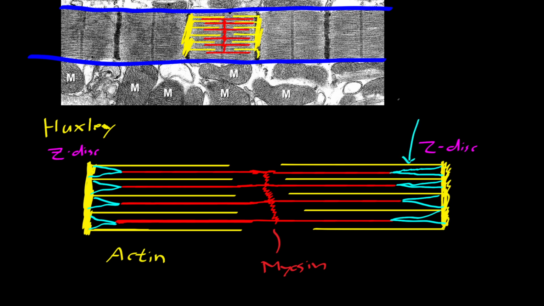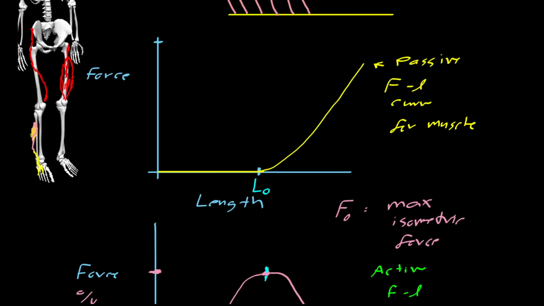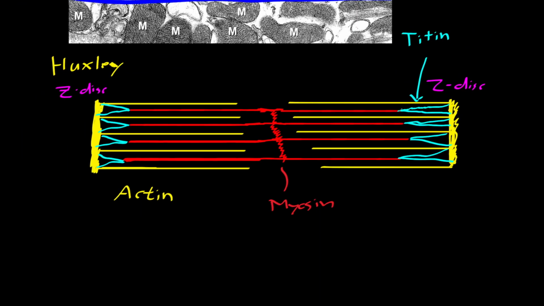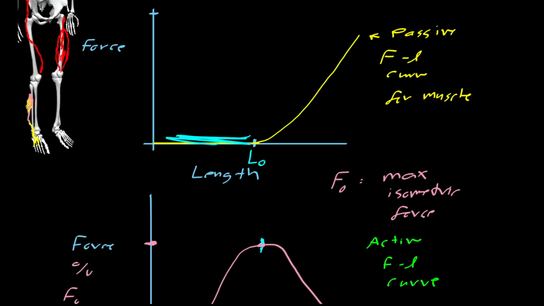Let me just label this titin, T-I-T-I-N. This titin, by the way, is where the passive stiffness of muscle comes from. So that passive force curve, this one, comes from titin. Titin is like a little rubber band, and when it gets taut and stretched out, that's where you get passive resistance from. And you could maybe imagine, just like a rubber band doesn't produce any tension when it's slack, if this muscle gets short enough, then the titin proteins here and here won't produce any tension at all. So that explains this part of the passive force length curve.